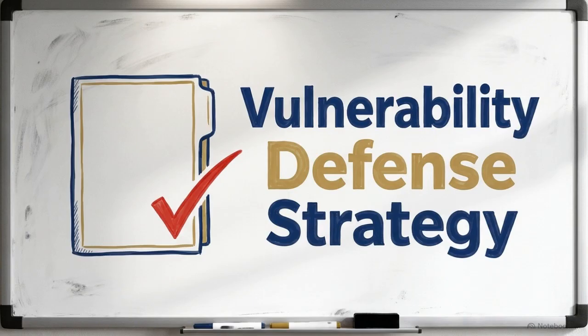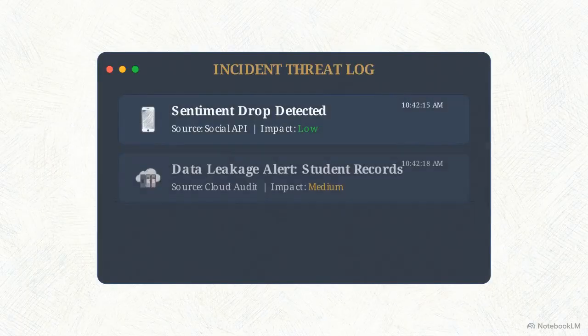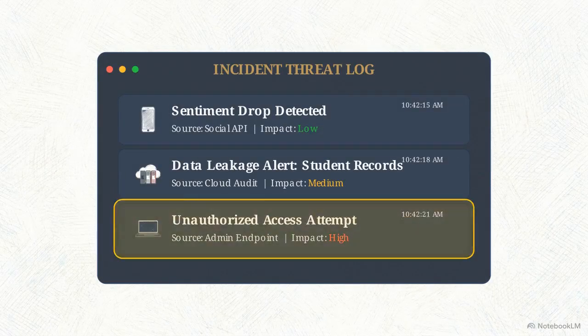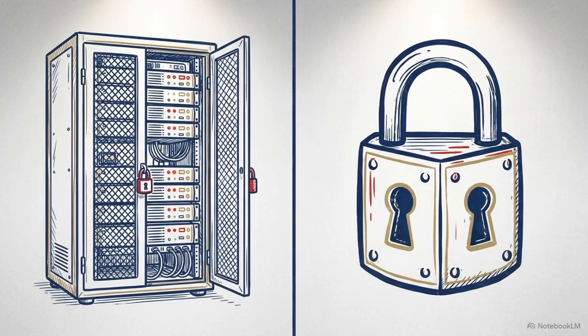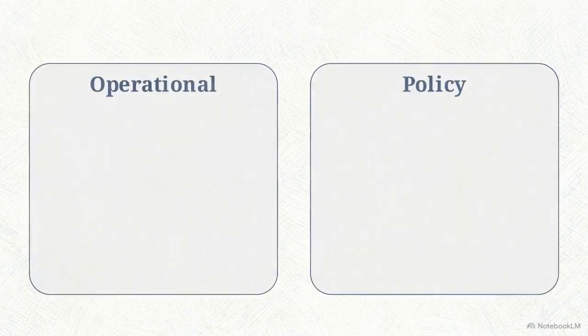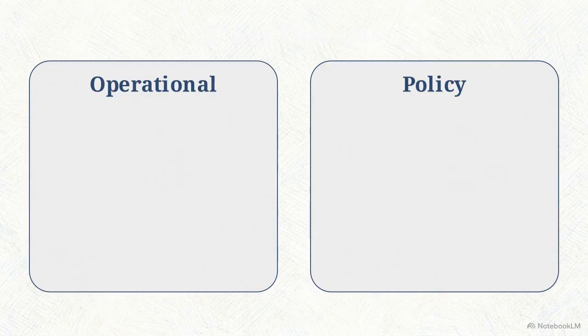Defending against that specific vulnerability requires social media risk management, or SMRM. This is a systematic process of identifying, assessing, and responding to digital threats. It is a core cybersecurity discipline, requiring the exact same rigor as protecting a physical server room. This diagram outlines the foundational vocabulary we use to build that defense.